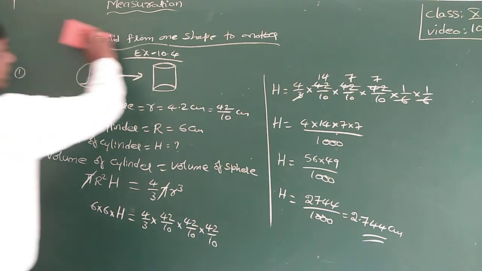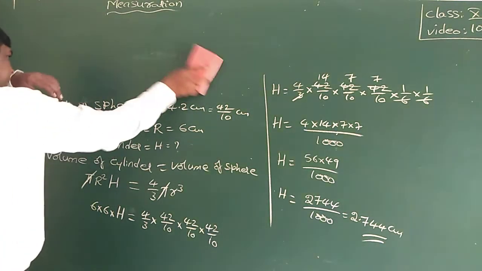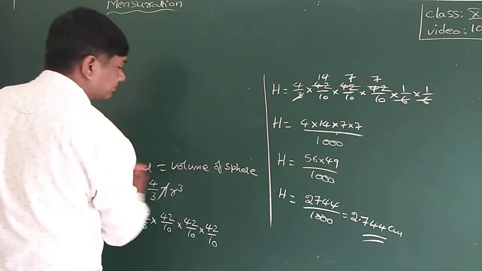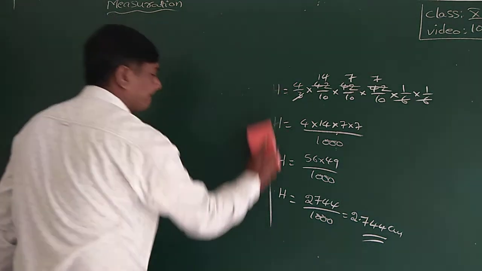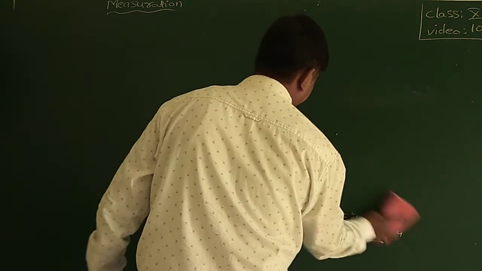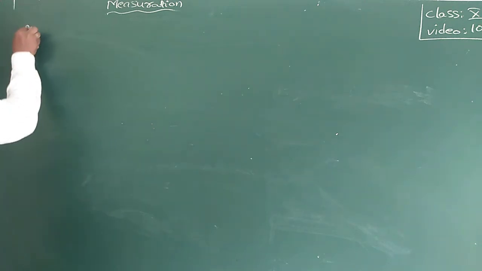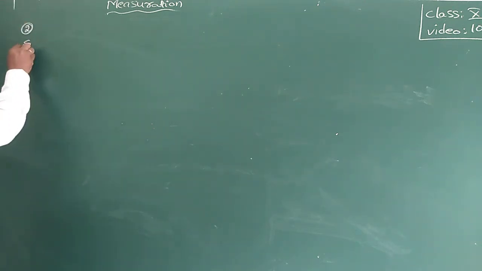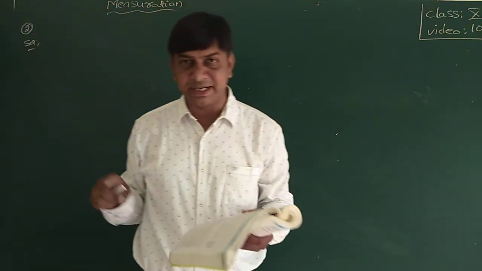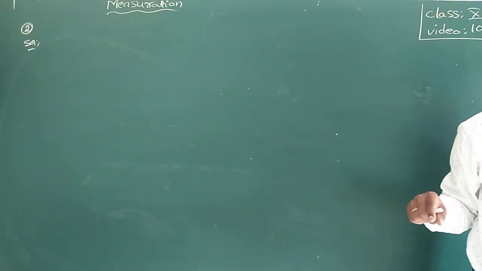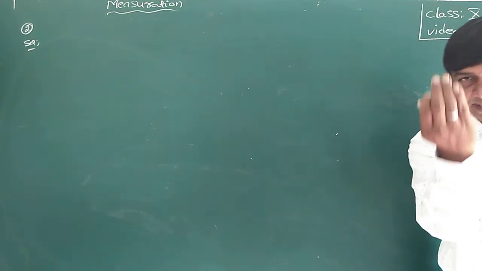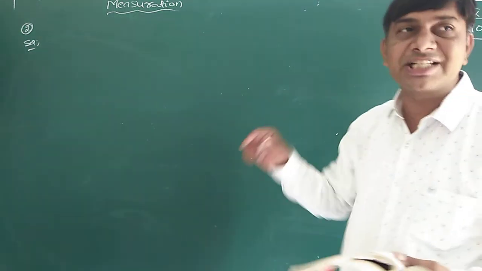Okay. Now next one. Diagrams are very important in the mensuration part. The next, second question. Metallic spheres of radius 6 cm, 8 cm and 10 cm respectively are melted to form a single solid sphere. Means with 3 spheres you are making one single sphere.